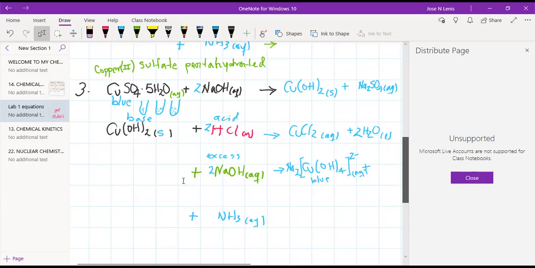In general, we can say that these hydroxides are insoluble. If you add an excess of sodium hydroxide, they are insoluble. However, it can form a very tiny amount of this complex.